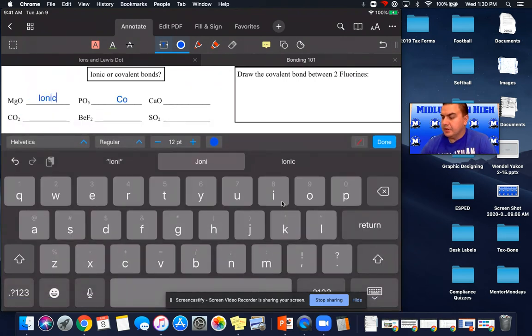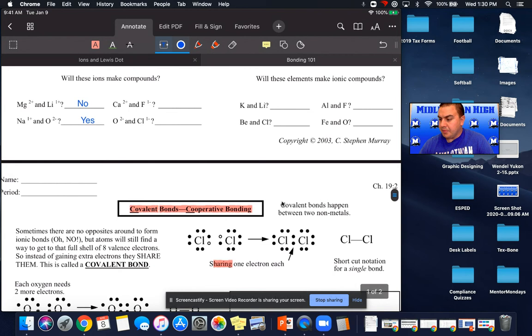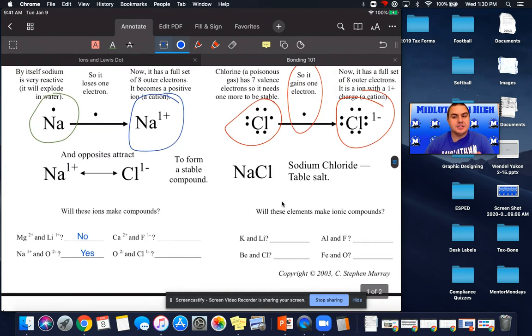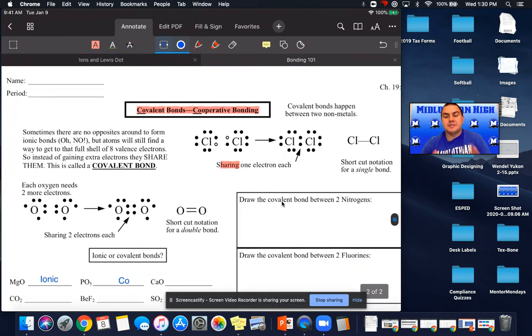ionic. So again, just as a brief overview for today, oxidation numbers tell you the charge. They tell you if they're positive or negative. All metals are going to be positive. All non-metals are going to be negative. These tell you whether they become ionic, whether you have a positive and a negative, or covalent, meaning you have two negatives that form in different ways.